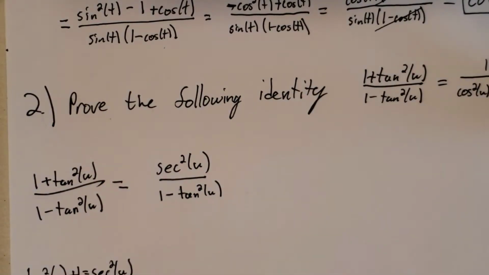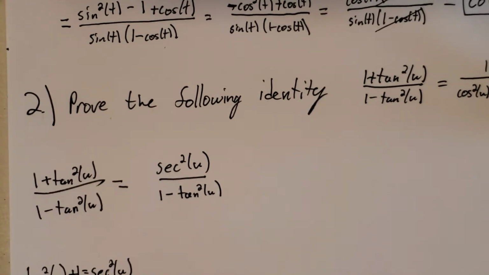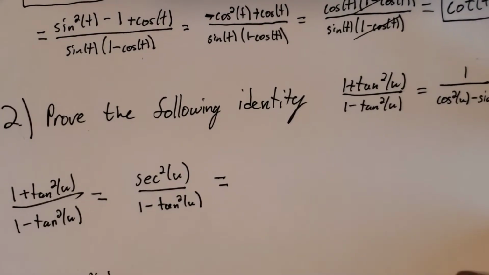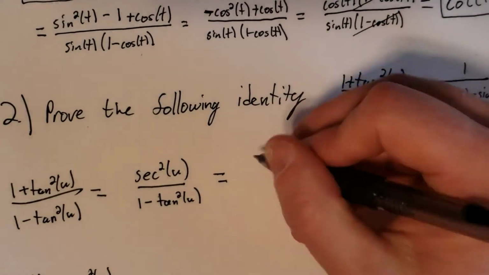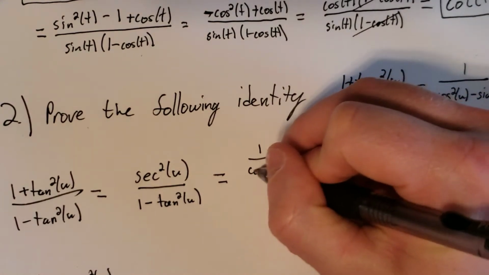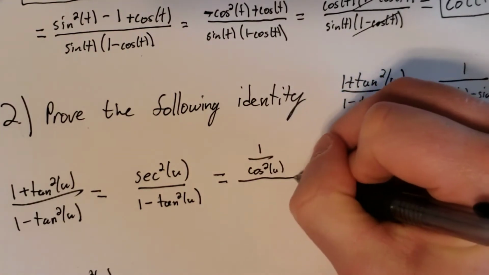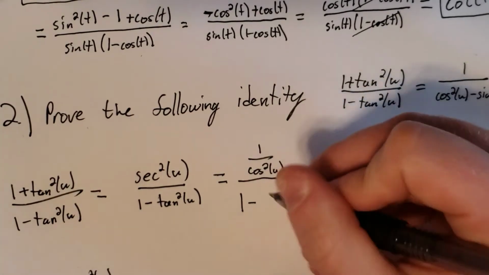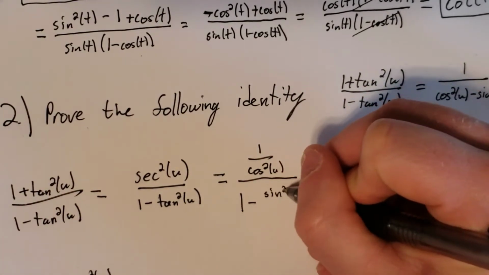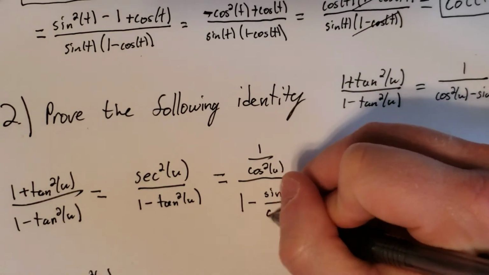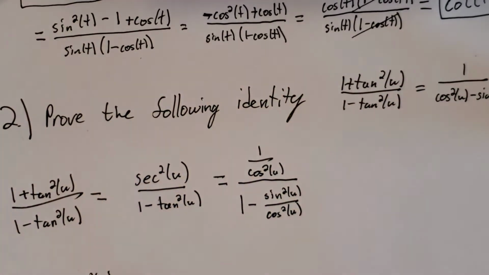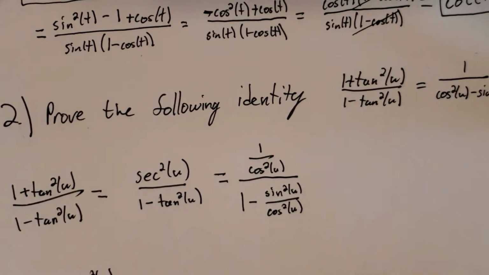Okay, so notice that what we're trying to get to is in terms of cosines and sines. So I would suggest that we rewrite this in terms of cosines and sines at this point. So what is secant squared of u? Well, that is 1 over cosine squared of u. And what is tangent squared? Well, that is sine squared over cosine squared. So we get 1 minus tangent squared is 1 minus sine squared over cosine squared.